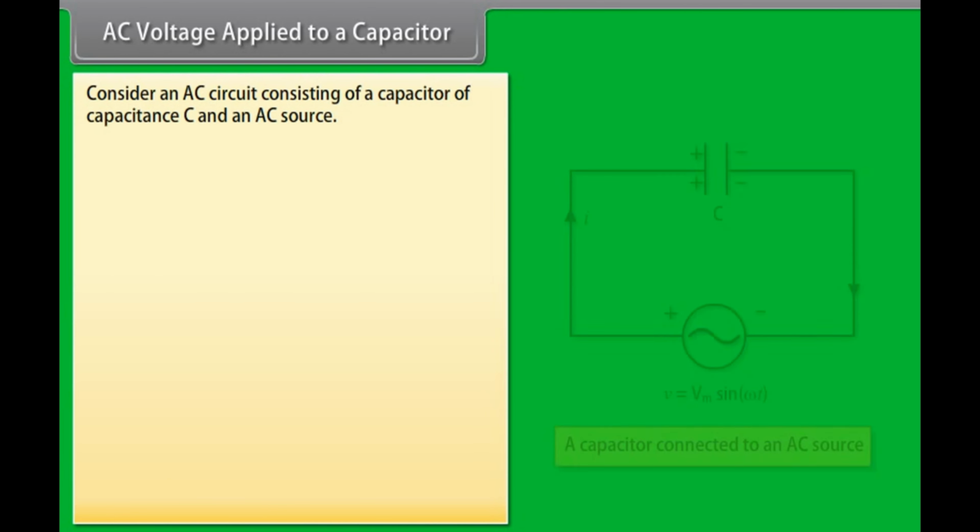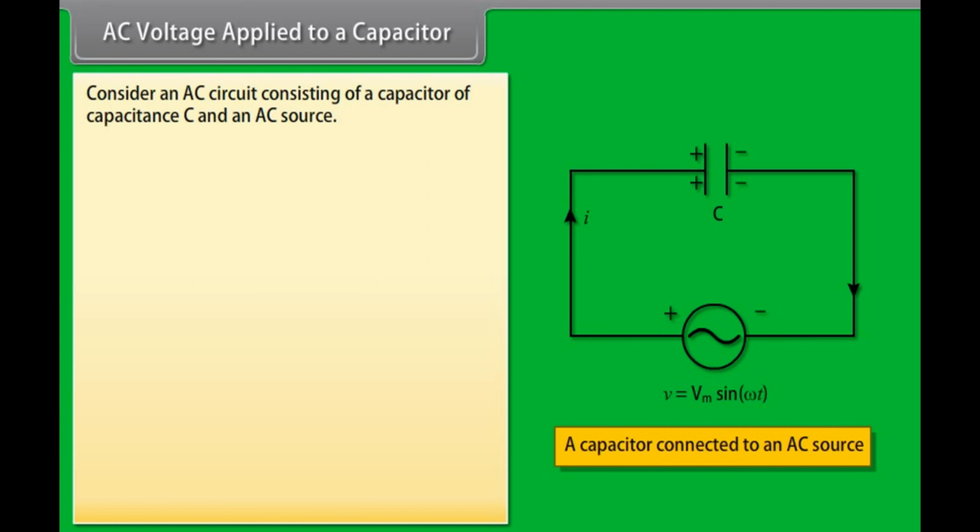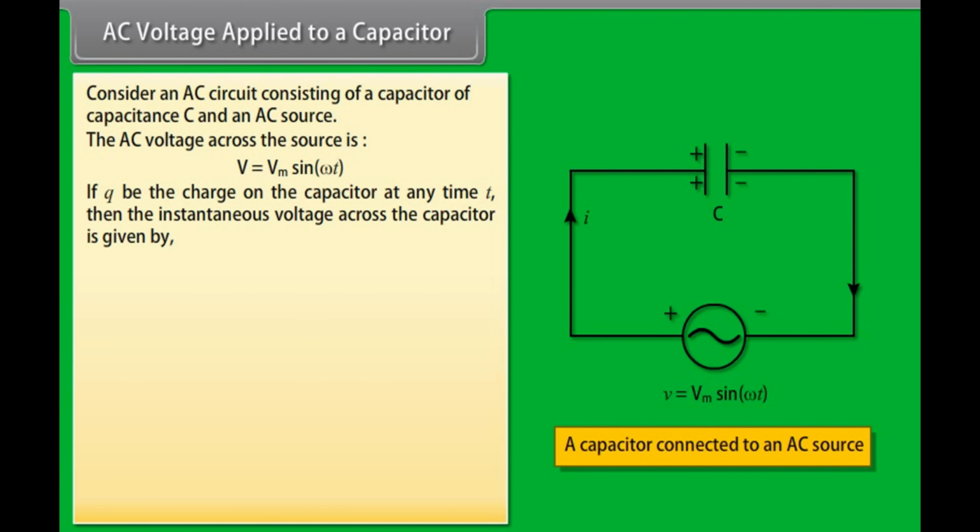AC voltage applied to a capacitor. Consider an AC circuit consisting of a capacitor of capacitance C and an AC source. The AC voltage across the source is V equals Vm sin ωt. If Q be the charge on the capacitor at any time t, then the instantaneous voltage across the capacitor is given by Vc equals Q divided by C.